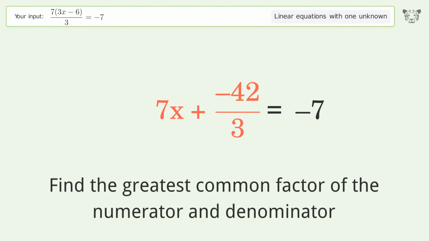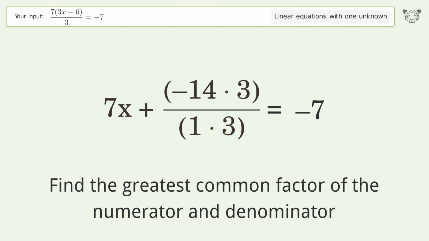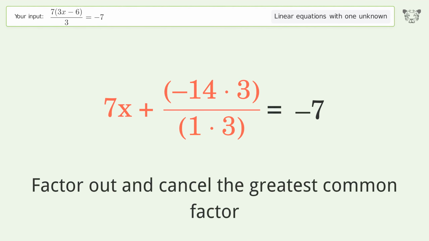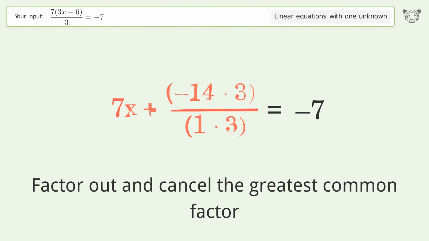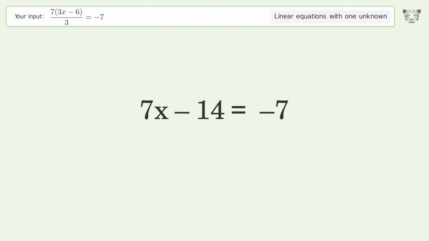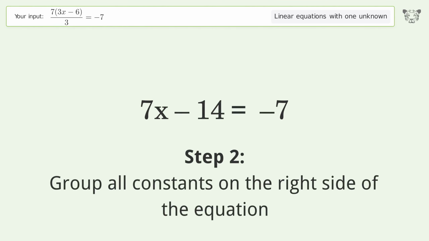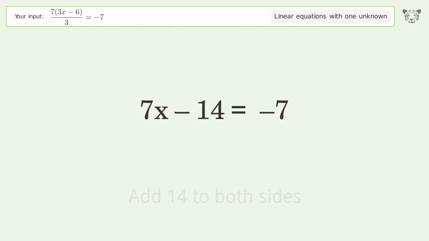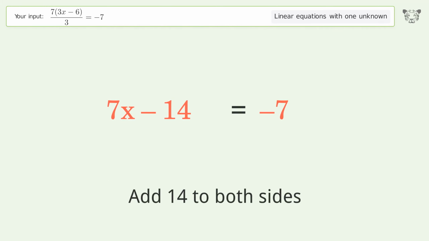Find the greatest common factor of the numerator and denominator. Factor out and cancel the greatest common factor. Group all constants on the right side of the equation. Add 14 to both sides.